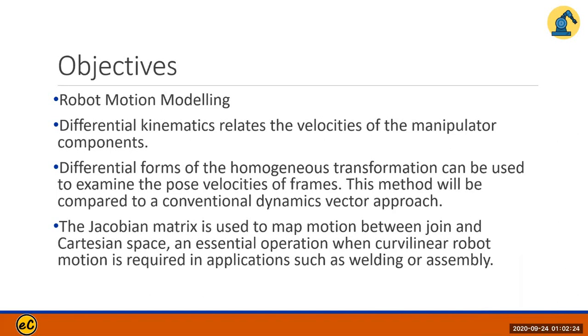In this lab, we are going to cover the differential kinematics that relates the velocity of the manipulator component. Differential forms of the homogeneous transformation can be used to examine the pose velocity of the frame. This method will be compared to the conventional dynamics vector approach. The Jacobian matrix is used to map motion between joint and Cartesian space, an essential operation when curvilinear robot motion is required in applications such as welding and assembly. And the Jacobian matrix will be covered in the next lab.